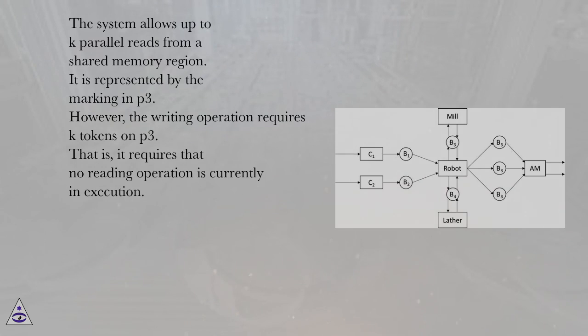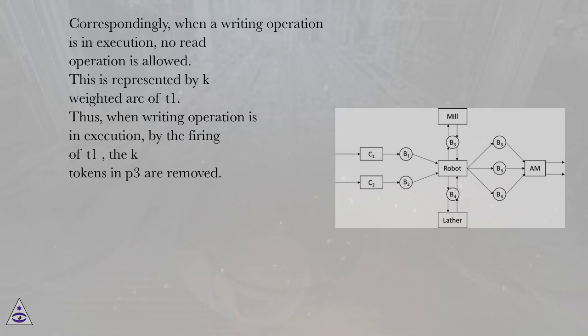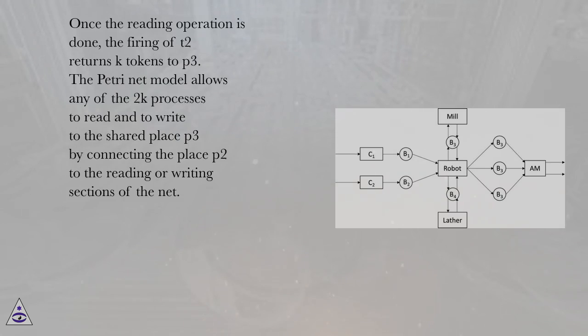However, the writing operation requires K tokens on P3. That is, it requires that no reading operation is currently in execution. Correspondingly, when a writing operation is in execution, no read operation is allowed. This is represented by the K-weighted arc of T1. Thus, when a writing operation is in execution, by the firing of T1, the K tokens in P3 are removed. Once the writing operation is done, the firing of T2 returns K tokens to P3.